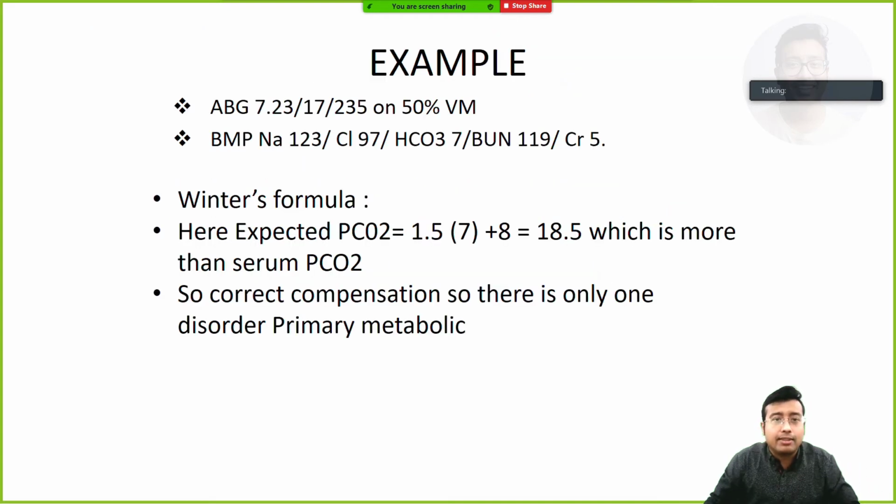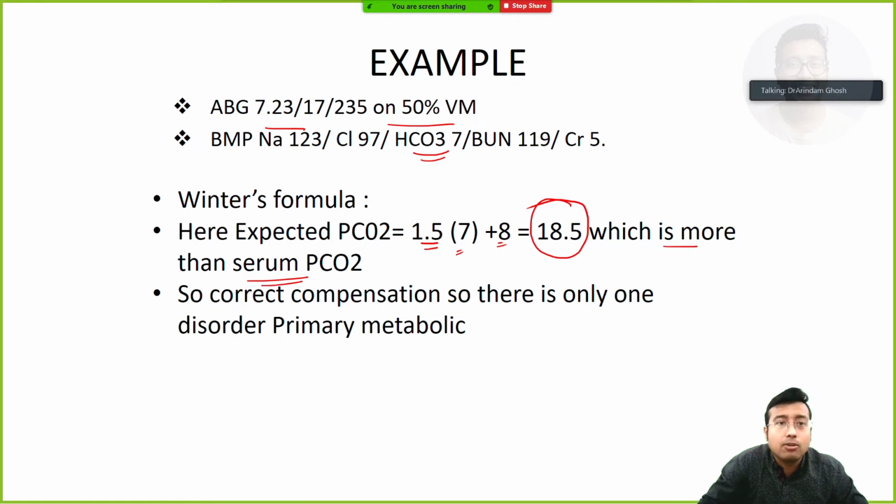Look, in this case, if we consider everything, what is the expected PCO2 here? Expected, not serum PCO2. We should look at the expected PCO2. It is 1.5 multiplied by bicarbonate. Bicarbonate in this case is 7, plus 8. That is 18.5. This comes out, which is more than the serum PCO2. What is our serum PCO2? 17. So in this case, expected PCO2 is more than serum PCO2.